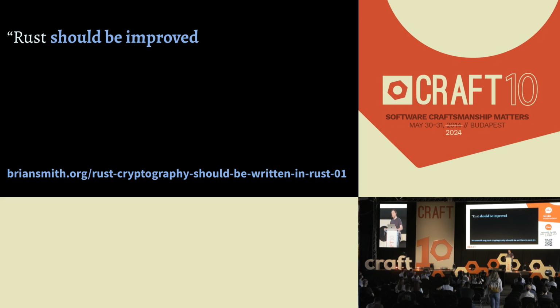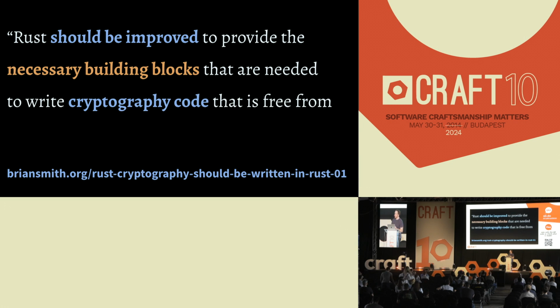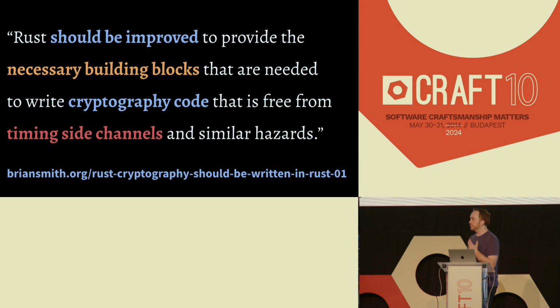he writes, quote, "Rust should be improved. I would like to see Rust be improved to provide the necessary building blocks that are needed to write cryptography code that is free from timing side channels and similar hazards." Show of hands, how many people have heard of timing side channels before? OK, a few. For those who aren't familiar, this is basically the idea that you can attack some cryptographic code, try to break the encryption by observing timing phenomena on how long it takes to process certain inputs. So you try giving the cryptographic algorithm different inputs, and you observe the amount of time that it takes to run. And the idea is that if you're able to observe that precisely enough, you can potentially learn things about what the secrets are underlying that.